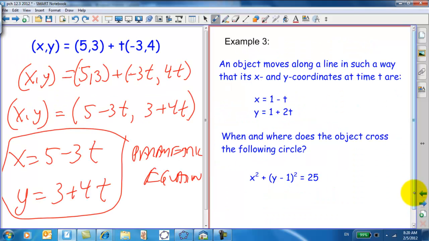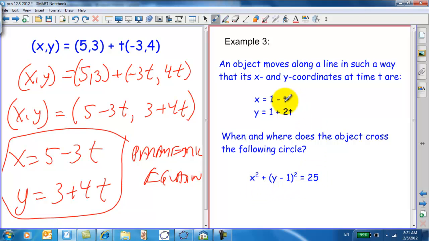So here's our third example. An object moves along a line in such a way that its x and y coordinates are given at time t, are x equals 1 minus t, and y equals 1 plus 2t. That's a parametric equation. When and where does the object cross the following circle? x squared plus (y minus 1) squared equals 25.